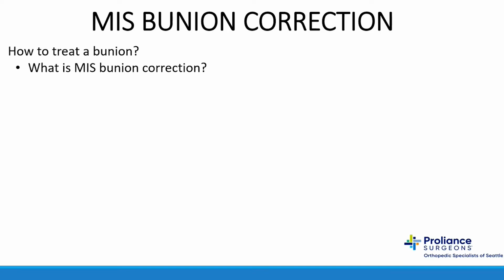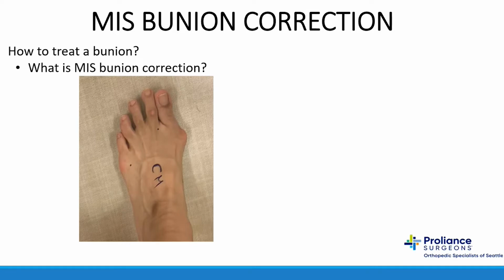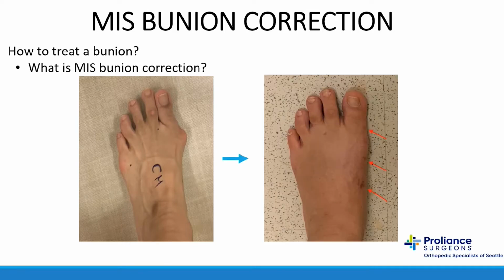And so what is MIS bunion correction? Basically this involves turning the picture on the left into the picture on the right through very small incisions. The red arrows show you where the scars are after this individual's surgery, and you can see they're pretty small. They're a couple millimeters in length, and it just involves using one or two stitches at each of those incision sites.